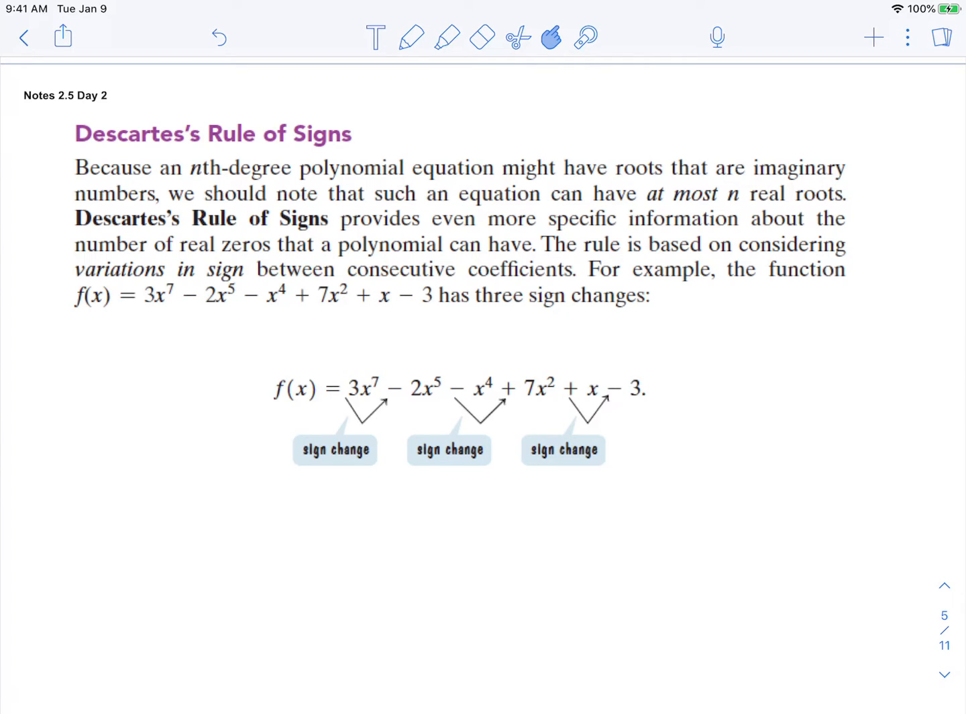All right, this is on Descartes' rule of signs. Feel free to pause and read. Because an nth degree polynomial equation might have roots that are imaginary or complex, we should note that such an equation can have at most n real roots. Descartes' rule of signs provides even more specific information about the number of real zeros that a polynomial can have.